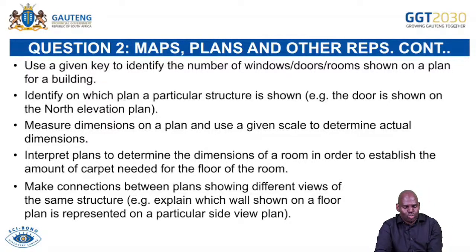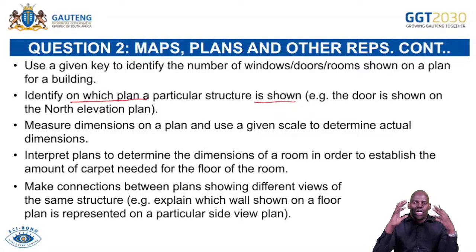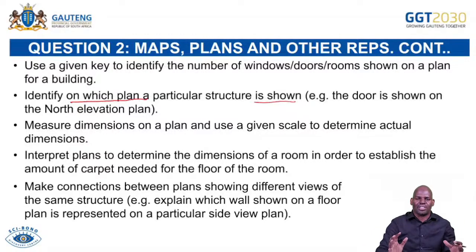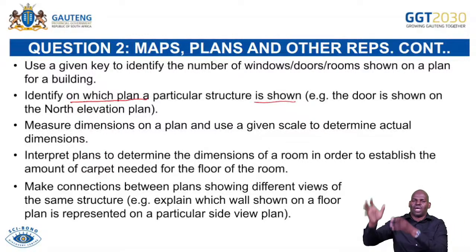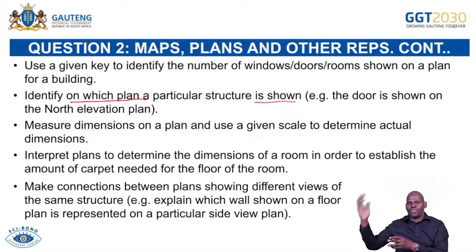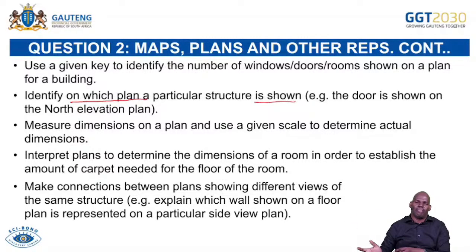And then the next one is to identify on which plane a particular structure is shown. The door is shown on the north elevation, so you must be able to tell, if a compass direction is given, that these windows are on the northern elevation, or these doors or these windows are on the southern elevation, and so on.